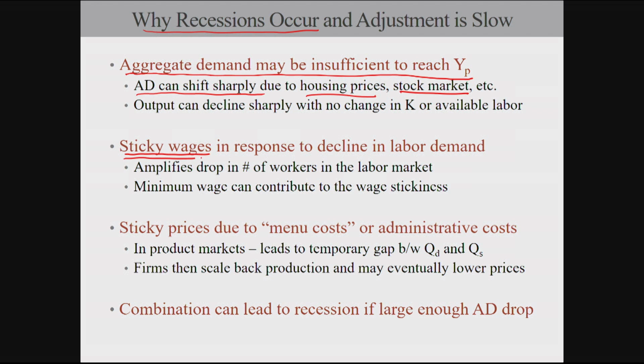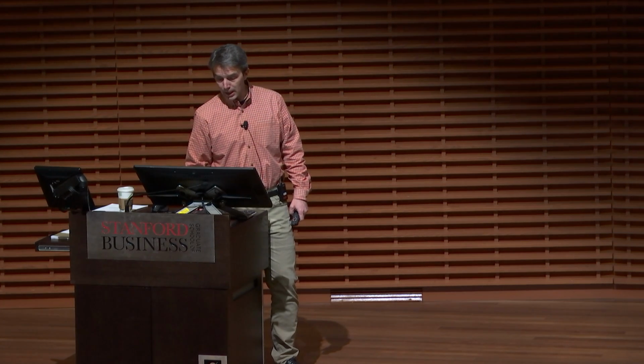Partly, this output drop can be larger if wages and prices are sticky. So wages can be sticky, like the minimum wage, or we talked about contracts that firms may have with their workers. If aggregate demand plummets, it may not be the case that a company can immediately turn around and lower their employees' wages by 5 or 10%. Similarly, there are menu costs associated with changing prices, and so this can lead to a big drop in demand.